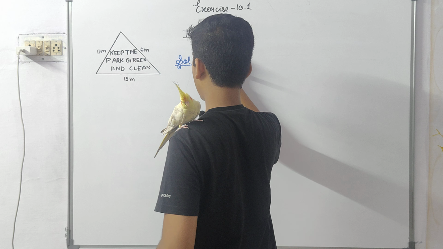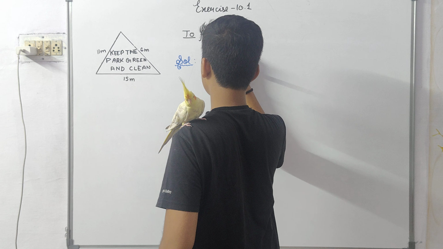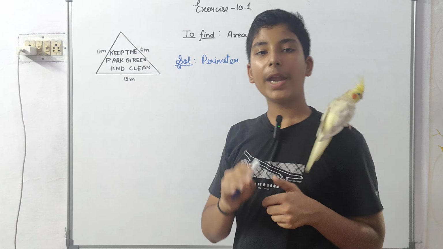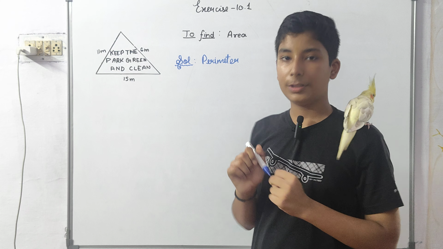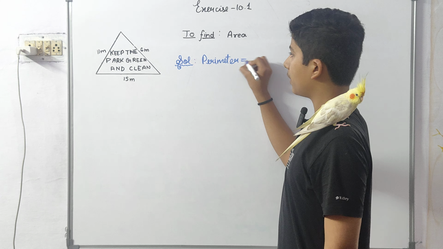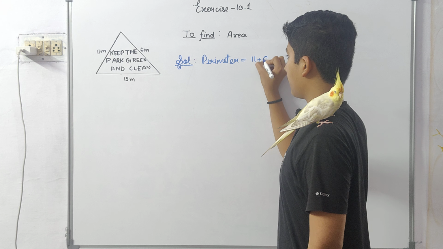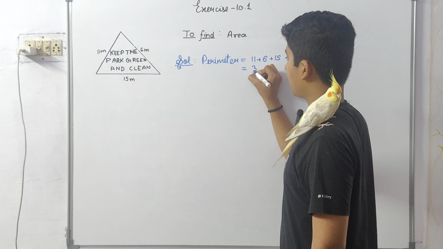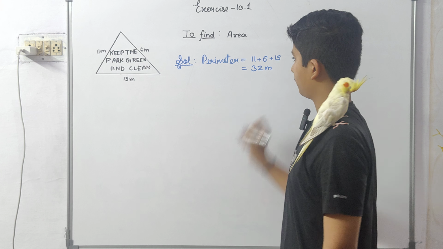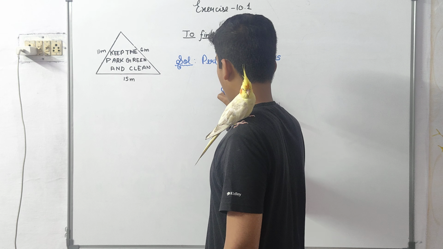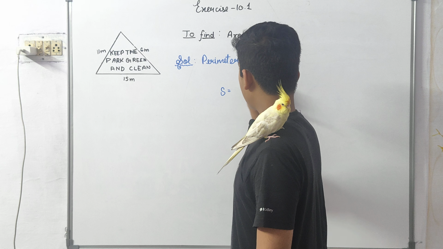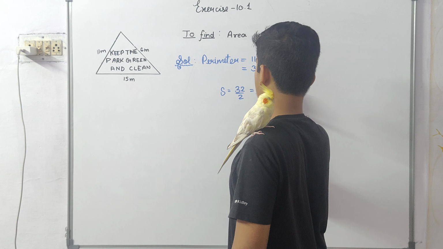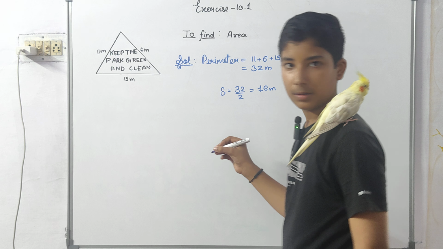Now perimeter. Finding the perimeter is always our first step. So perimeter will be 11 plus 6 plus 15, which is 32 meters. So S, which is the semi-perimeter, is perimeter divided by 2, meaning 32 by 2, which is 16 meters.